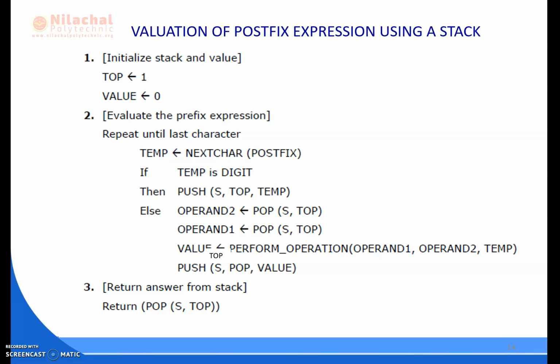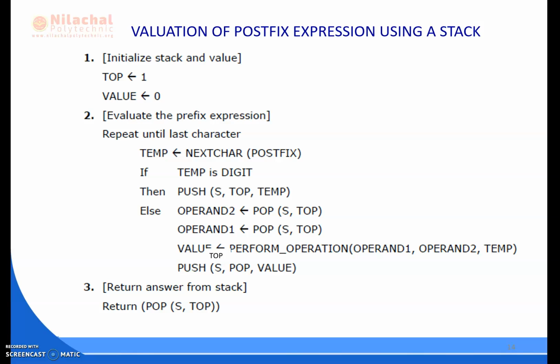The value evaluated is whatever operator is found, that operation is performed over operand 1 and operand 2. Then the output is pushed into the stack again. This is how we continue until we reach the last character of the postfix expression.